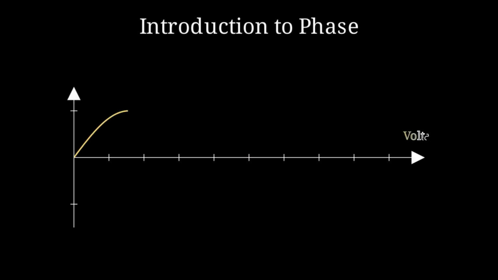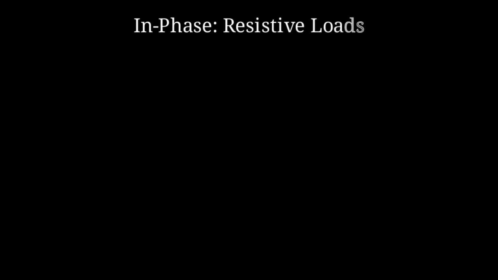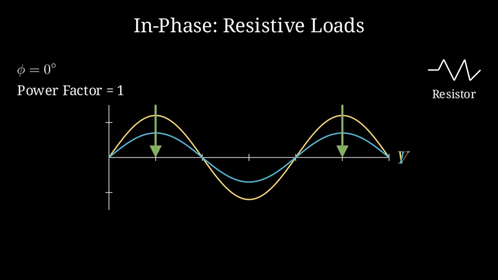Phase describes the timing relationship between two waves. In AC circuits containing more than just resistors, the voltage and current often do not reach their peaks at the exact same moment in time. In a purely resistive circuit, like a toaster or incandescent bulb, the voltage and current are in phase. They rise and fall together, meaning the phase angle is zero and power efficiency is at its maximum.